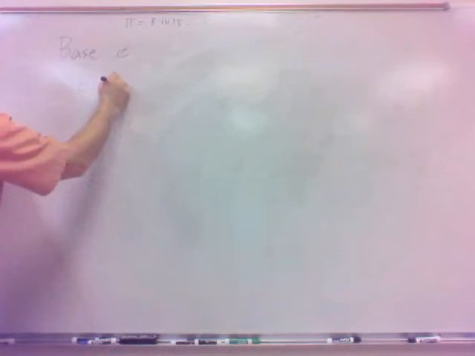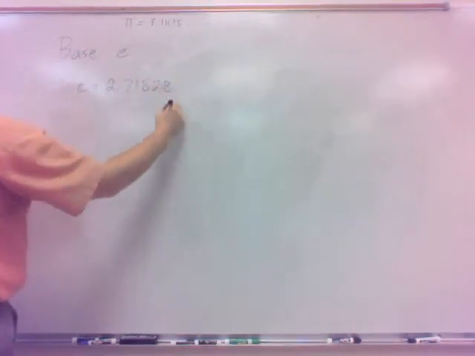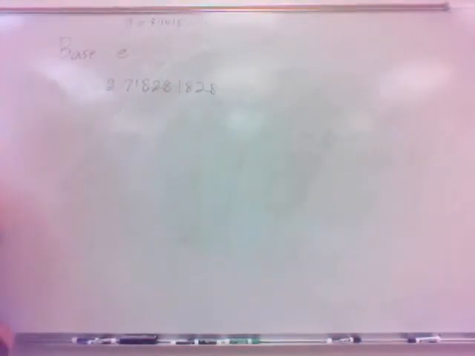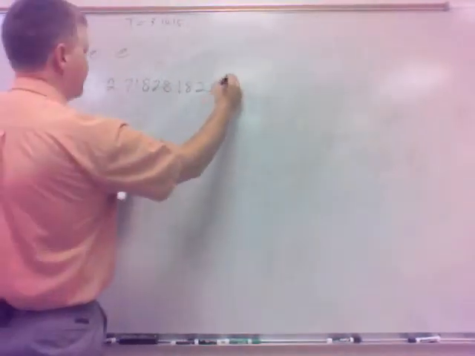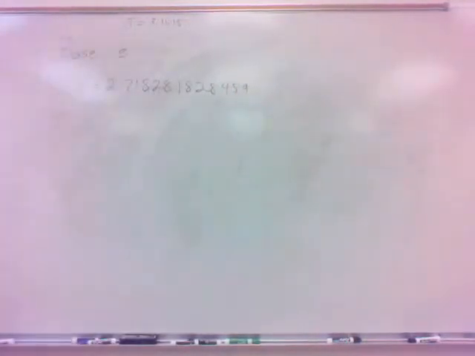It's 2.71828, and then the next ones are 1828. So it kind of looks like it's starting to repeat. However, the next ones are 459, and it's a never-ending number like pi. That's what E equals. And it turns out that's not a randomly assigned number. That is a naturally occurring number, kind of like pi is.